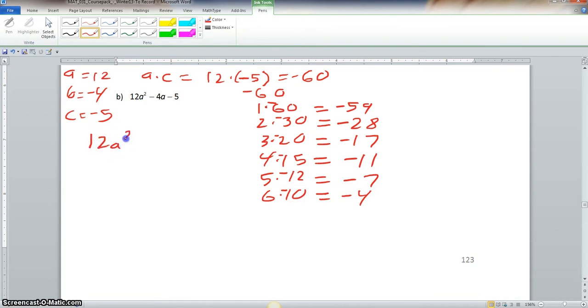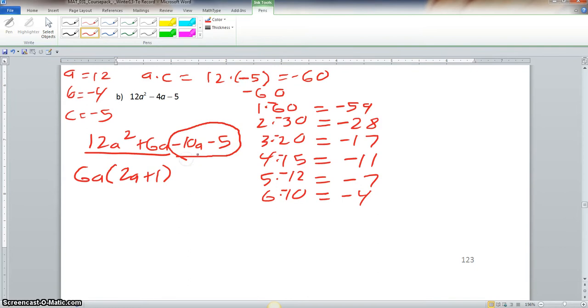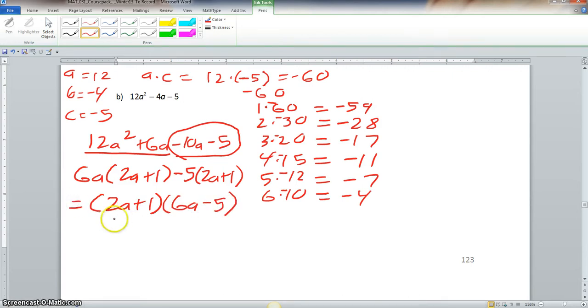So we have 12a squared plus 6a minus 10a minus 5. We group the first two values here. We can factor out a 6a, and we have 2a plus 1. We group the second two here. Now, negative 10a and negative 5, what we factor out must be negative, and their greatest common factor is negative 5, and we'll be left with 2a plus 1. Now, for our final answer, we'll write one of these two parentheses, because they match up, and then everything on the outside. And that is the final answer for this problem.